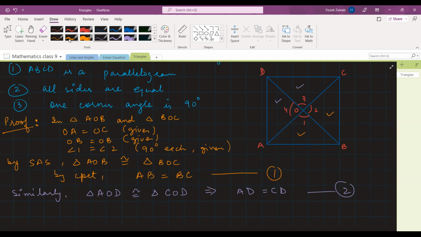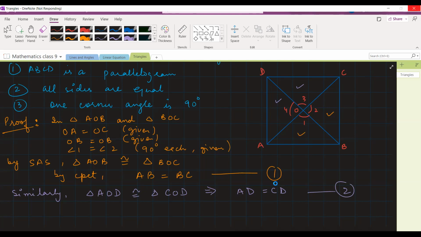Yes, ma'am. Now, from here, you cannot establish the relation. What is coming out? AB is equal to BC and AD is equal to CD. So you cannot say that all the sides are equal. Just two sides are coming out to be equal, right?